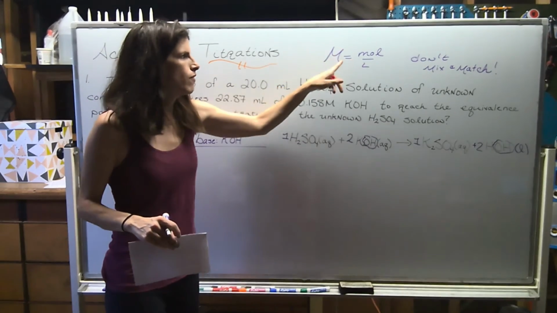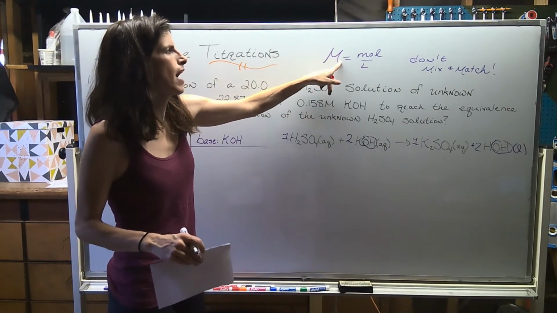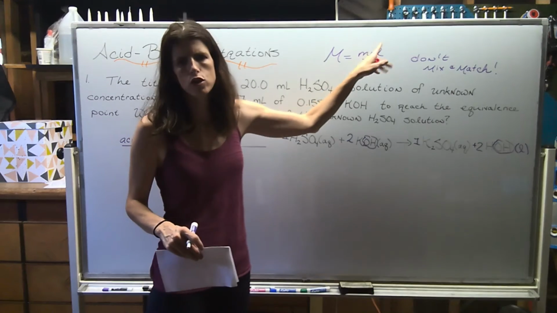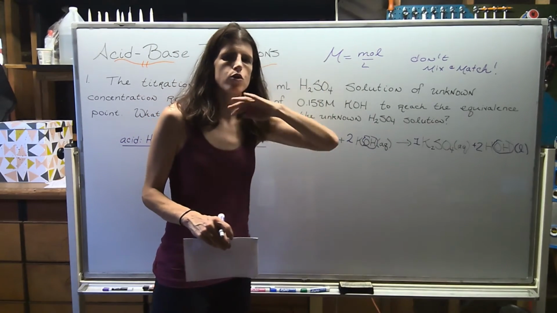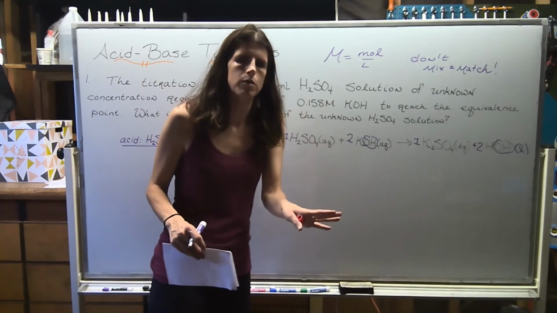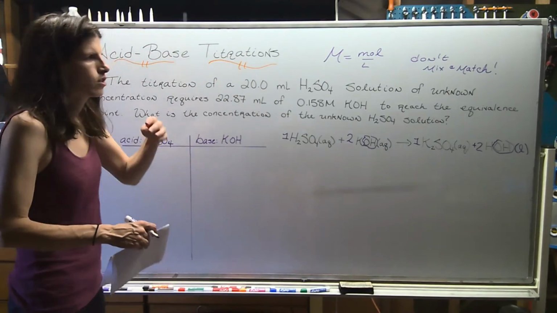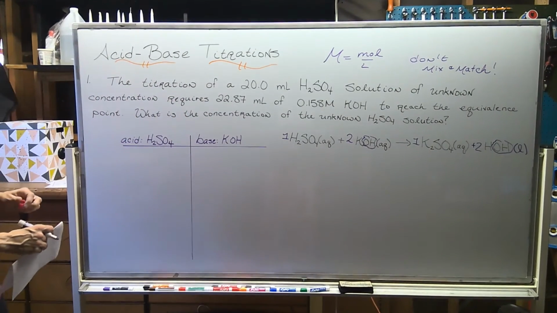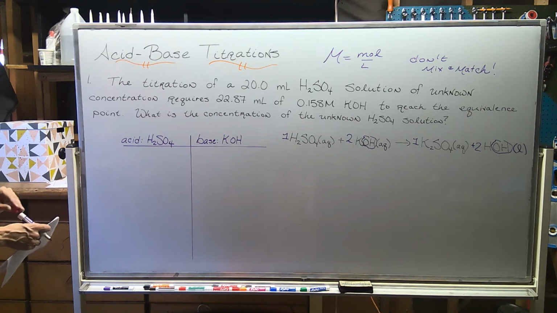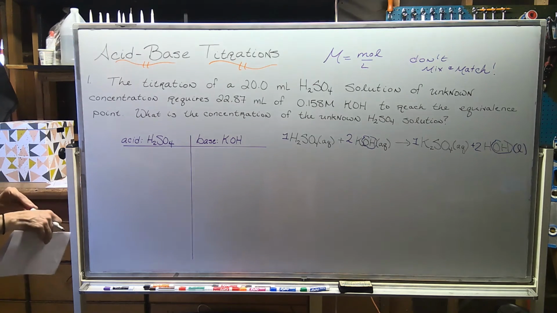So if you're solving this, you better have molarity of the acid, volume of the acid, and then you could solve for moles of acid. Or you could have everything in that equation be about the base. But don't mix and match the acid with the base when you use that formula. So I'm going to get organized first so I don't make that mistake.